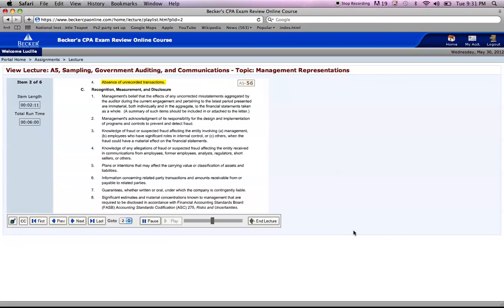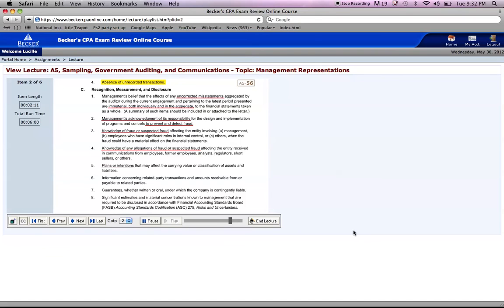When it comes to those items, as we come on down, what we're going to do is just underscore some critical words. Notice right here where it says management's belief that the effects of any uncorrected misstatements, and then 2 lines below, are immaterial both individually and in the aggregate. Number 2. Where it says management acknowledges its responsibility, prevent and detect fraud right underneath it. The third one, underscore knowledge of fraud or suspected fraud. Number 4, underscore knowledge of any allegations of fraud or suspected fraud.